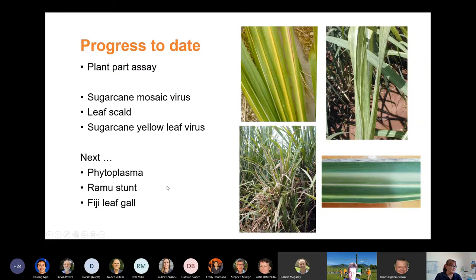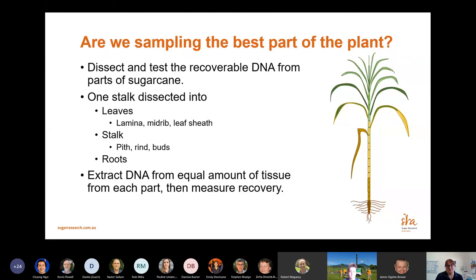So firstly, are we sampling the best part of the plant? For this experiment, we took an entire sugarcane stalk and dissected it into every leaf, every internode, parts of the leaf, parts of the internode, and the roots.